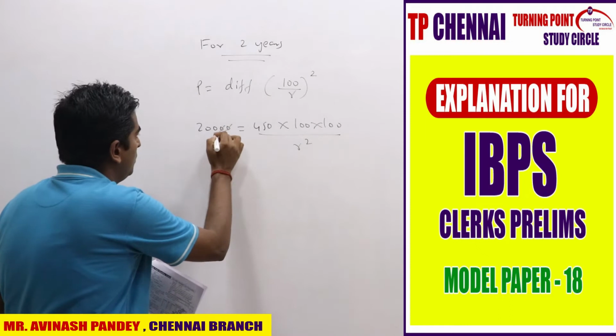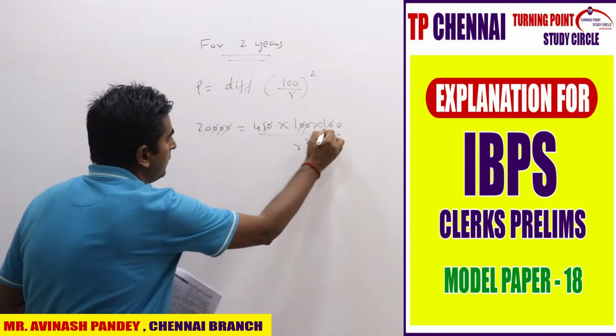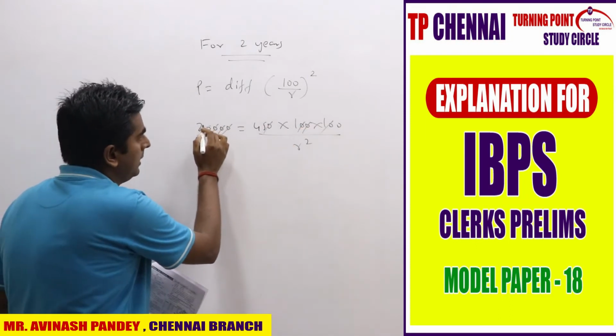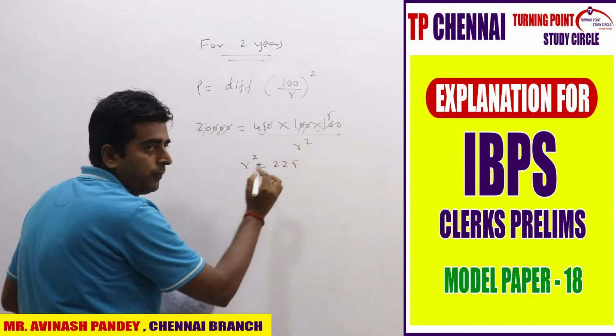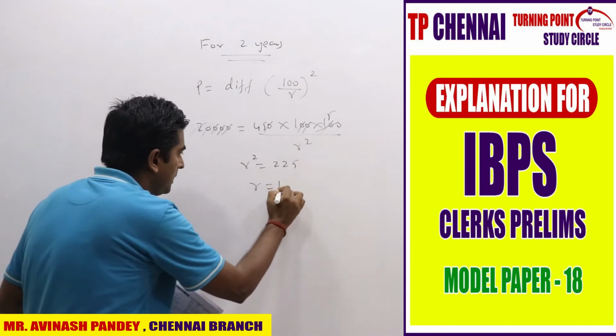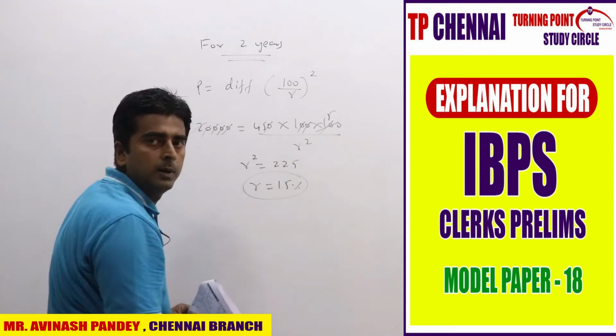So 1 2 3 4, 1 2 3 4. Again you will be getting 2 5s. So r square is equal to 45 into 5, which is 225. r is equal to how much? 15%. My answer is 15%.